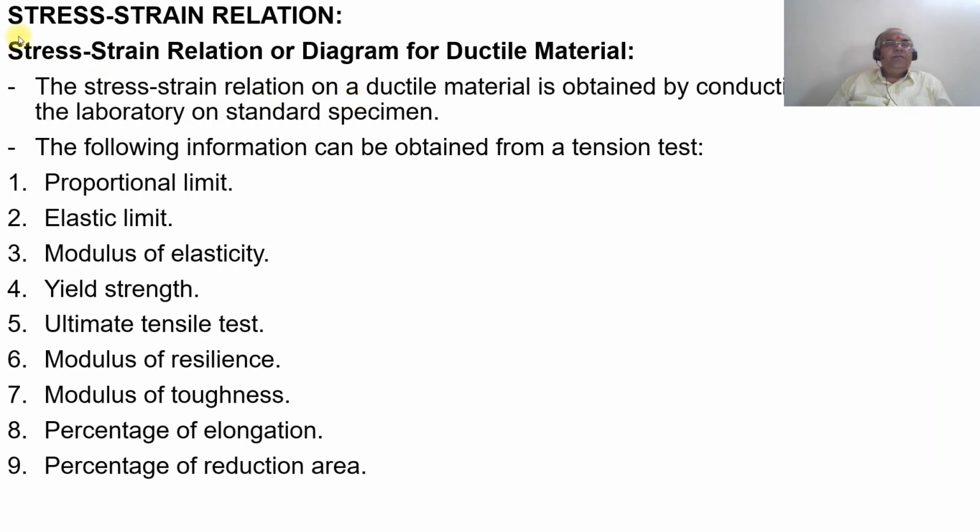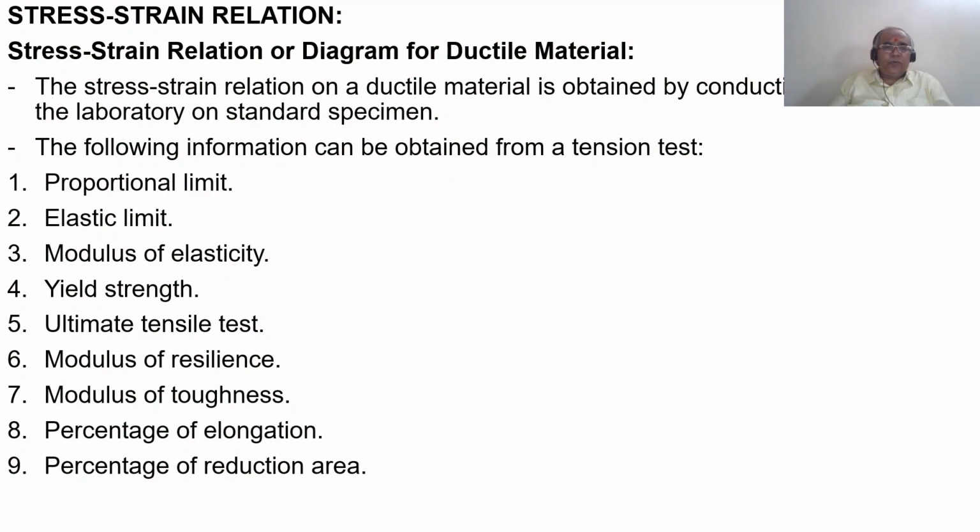Now, in this video, we are going to discuss the stress-strain relation, or diagram, for a ductile material. The stress-strain relation of a ductile material is obtained by conducting a tensile or tension test in the laboratory on a standard specimen. The following information can be obtained from the tension test.